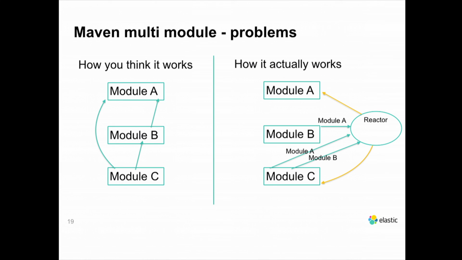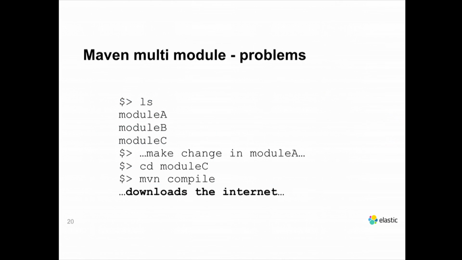And so this means that if you're in the wrong directory and the reactor doesn't happen to know about, say, module A, it's going to go download it from the internet, even though you have it right there on disk. This is a fundamental problem with Maven multi-module. So we have our three modules here, module A, B, and C. If we make a change in module A, normally you would expect that if I'm inside module C and I build, it's going to pick up my changes in module A. But what it would actually do is not know anything about module A or B, go download them from the internet, and then you get very weird results.